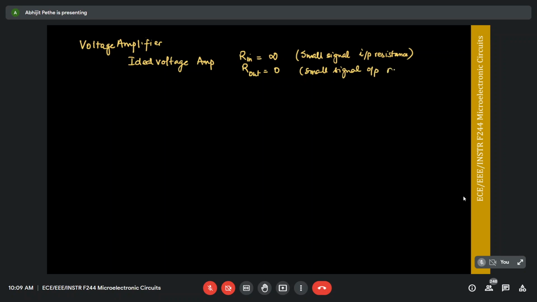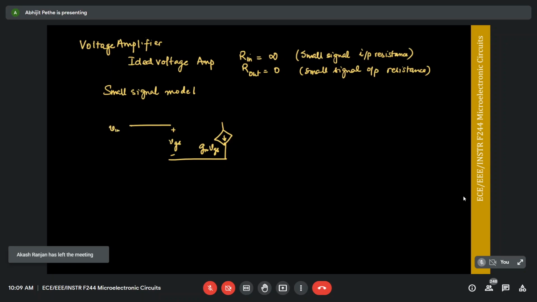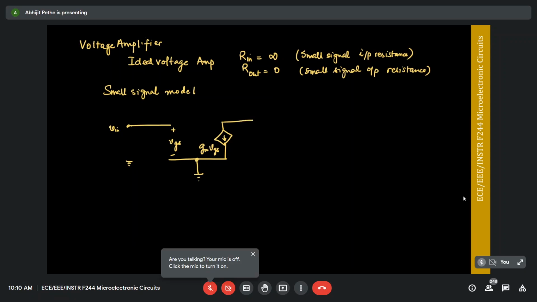So how do I calculate the Rin and Rout for this circuit? You again go back to the small signal model of the circuit. So let's draw the small signal model. I'm going to draw it directly now. gm VGS, this is VGS, this is Vin. This is my source, which is grounded again, and then I have an RD connected to ground here, and this is my Vout.